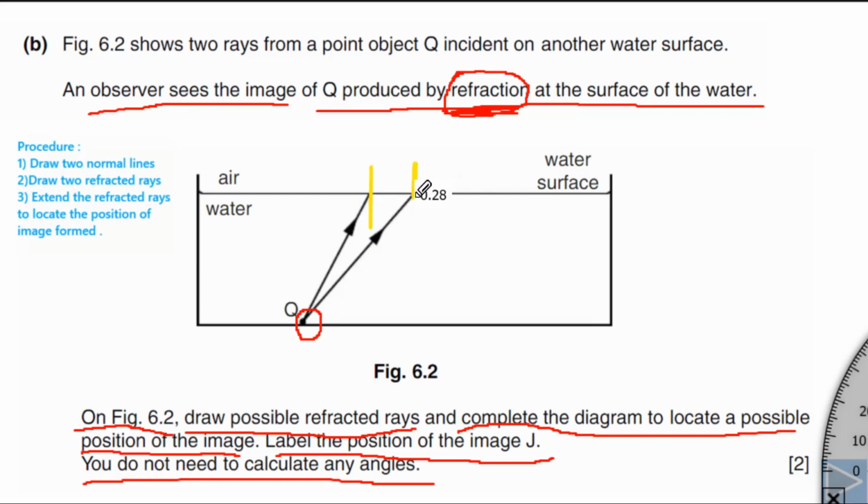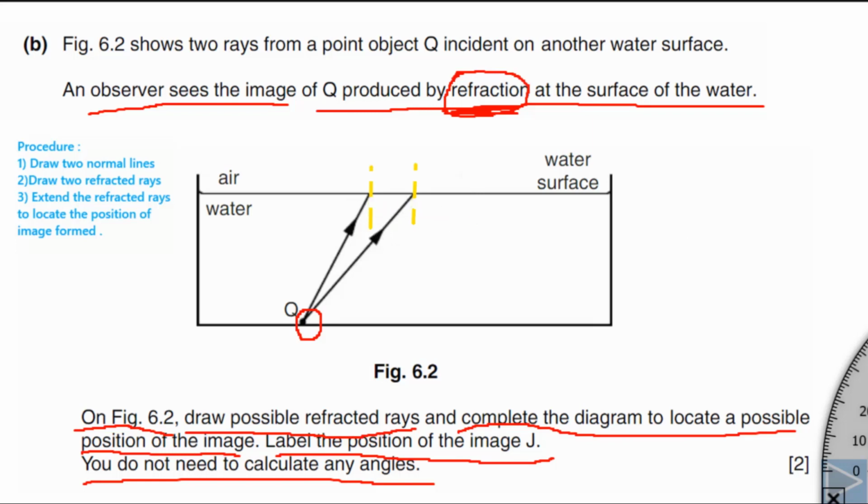We can use a protractor, but if you have some experience, you can simply draw like this. So this is our second normal. We can also make them dotted, so normal has to be a dotted line. So like this, we can make them dotted lines.